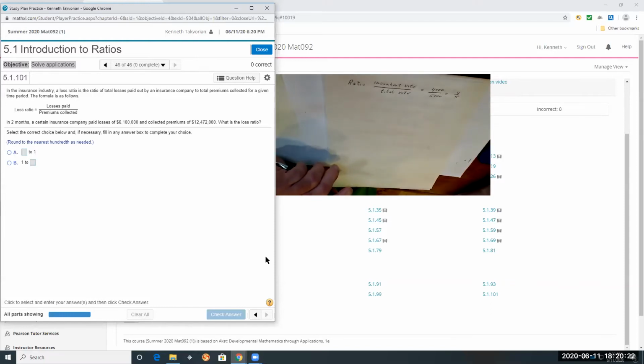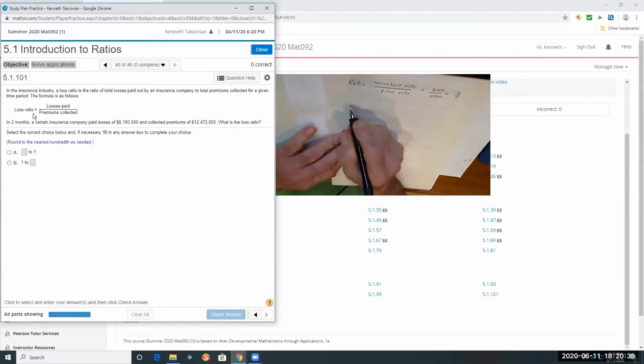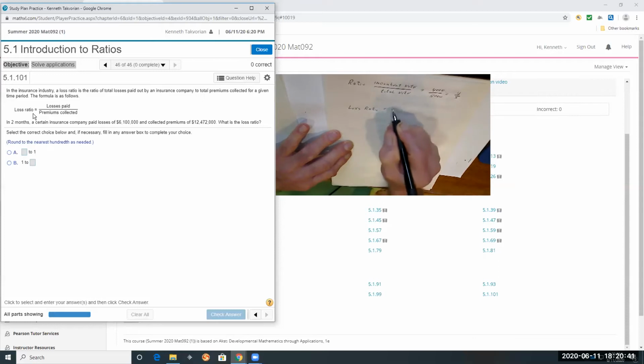Let's look at this problem. A lot of students make a mistake in picking the wrong choice, A or B. They don't know how to divide, what division means. The problem says the definition is loss ratio is equal to losses paid divided by premiums collected.